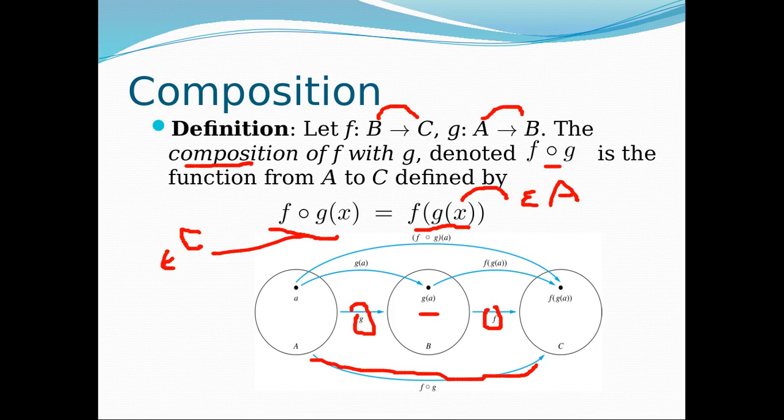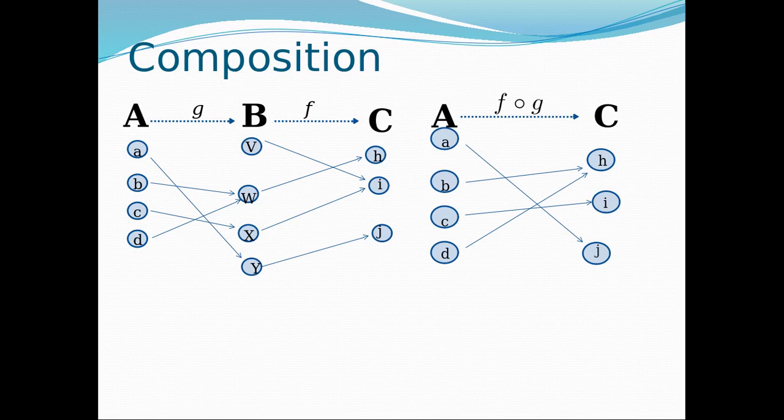Now, for example, here it is again. You are mapping A with Y and Y with J, right? So if you say f o g, the composition function, what would happen? A would map to J. So the element A from the set A would be directly mapped to the element J of the set C. So this is f o g.